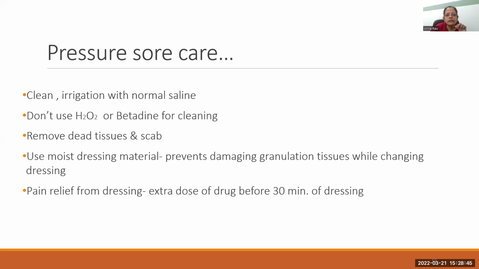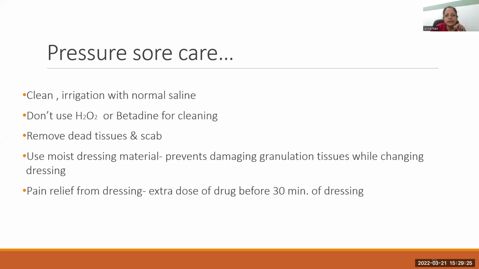So clean it with the help of normal saline, irrigate the wound, yeah? Do not use any cleaning solutions like hydrogen peroxide or betadine for cleaning. It will do more harm than help. Removal of dead tissue should be done, so that we know that healthy granulation tissue is coming up. That should be seen. Scab also can be removed gently, okay, so as not to injure the healthy tissues.